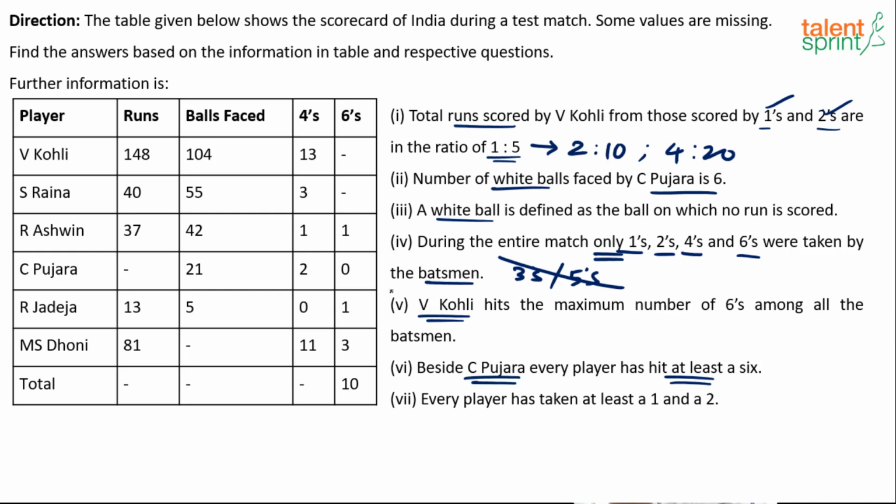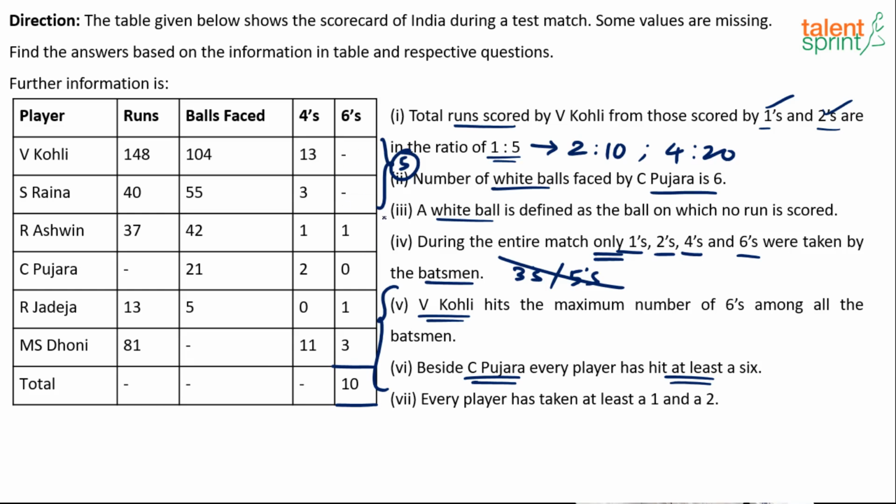Now I would like to first combine point number 5 and 6, because with the help of these, the number of 6s can be found. How is that possible? Total number of 6s in this match are 10, of which 3 plus 1 plus 0 plus 1, that is 5, have come from these 4 batsmen here. Total 5 6s have come from here, which means the other 5 6s have come from the first 2 batsmen.